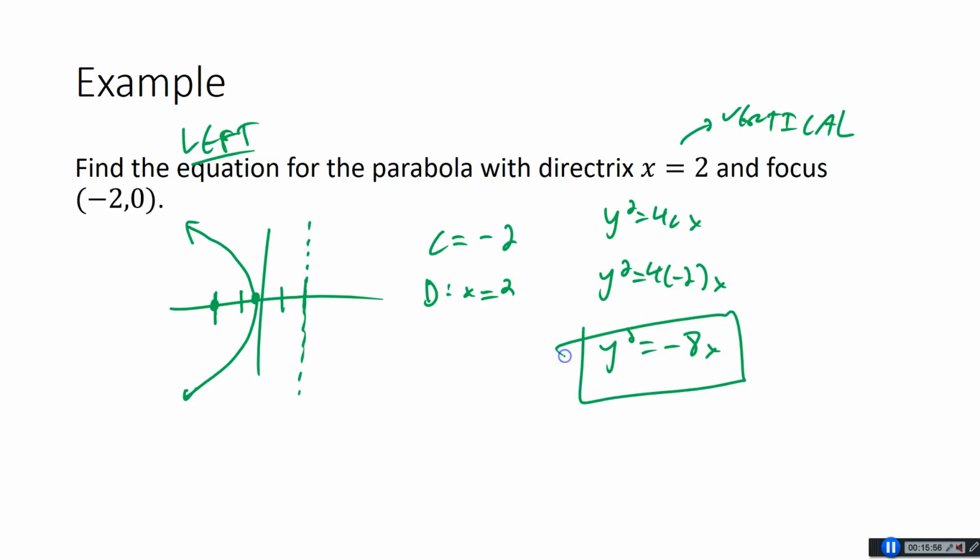And we are done. Only other type of problem you might see in your homework, they might give you the focal width. So they tell you the focal width, just remember that's always equal to absolute value of 4c. So it could be a positive or negative c. Draw a picture, see what kind of information they give you.